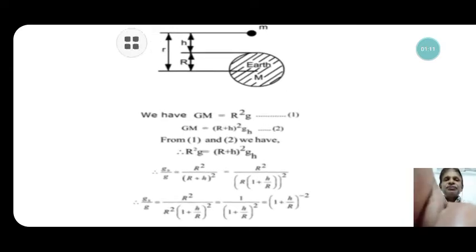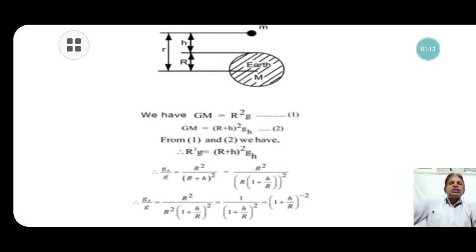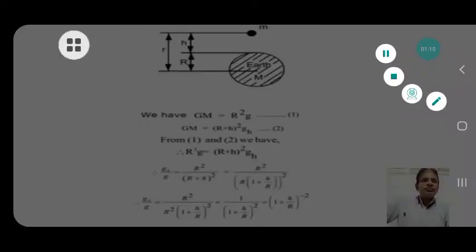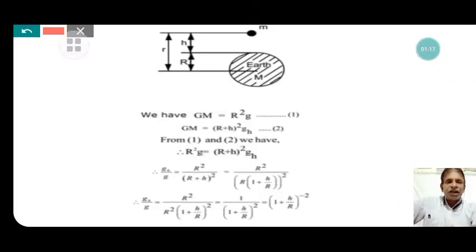It is given here. It is the earth, the radius of the earth is R here, and h is the altitude at this position, at height h. What is the value of g here at the height h from the surface of the earth we have to calculate, that is g_h.